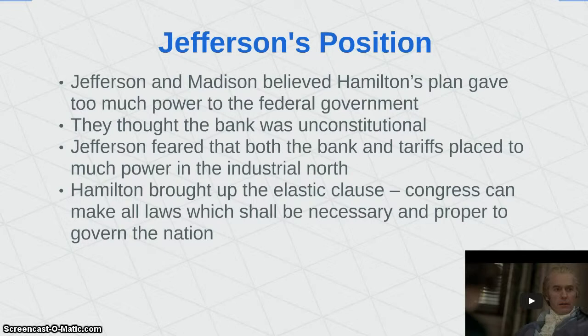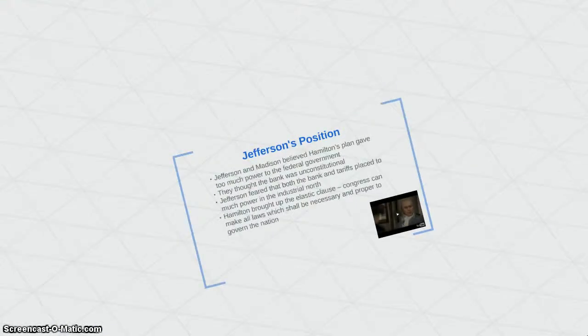In dealing with the issue of constitutionality of a national bank, Hamilton brought up the Elastic Clause, okay, that Congress can make all laws which shall be necessary and proper to govern the nation. And Hamilton argued that a national bank was necessary to govern the nation. And this really gets into the two different views of interpreting the Constitution.